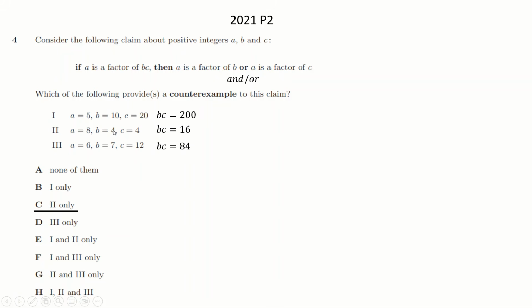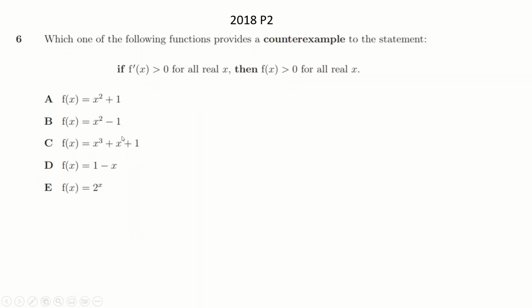8 is not a factor of 4 or a factor of 4, so that is a counterexample. 6 is not a factor of 7, but it is of 12, so 2 is the only one that doesn't have either. a is not a factor of either of the other two, so 2 is the counterexample.